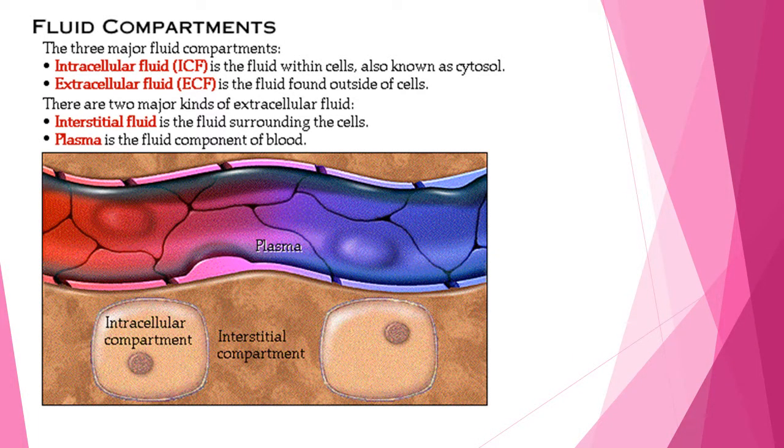So let's recap the fluid compartments. They consist of the intracellular fluid, fluid within the cells, also known as cytosol, extracellular fluid, fluid found outside the cells, consisting mainly of interstitial fluid, fluid surrounding the cells and plasma, and fluid component of blood. Fluid balance is closely linked to and affected by electrolyte concentrations. Water in all spaces is exchanged continually while maintaining constant fluid volume.